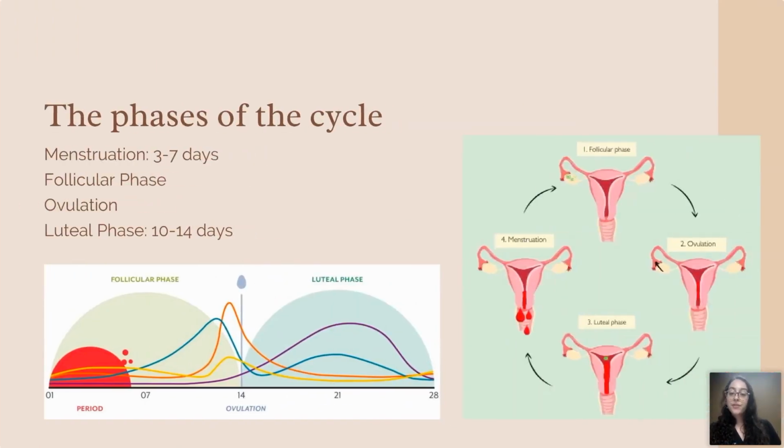So we have different phases of the cycle. We have menstruation, so that's also called your period. That's also called menses. So it's going to be the length of time that you're bleeding. So on average, again, about 3 to 7 days. You should have a day where it's a little bit medium in blood flow. It shouldn't be light the entire cycle.